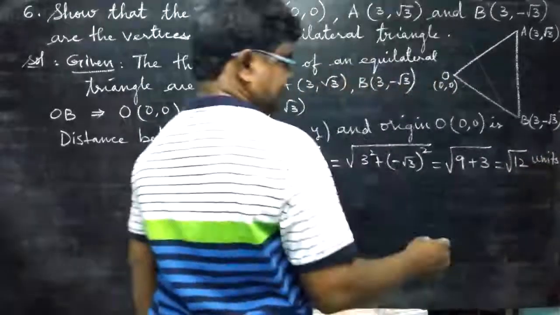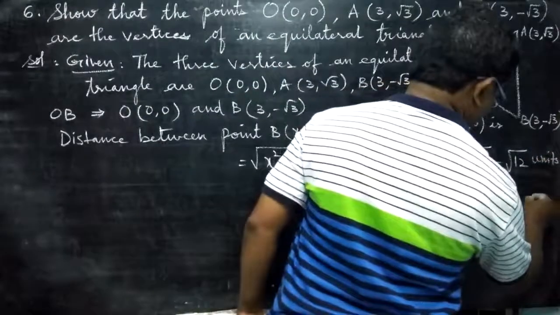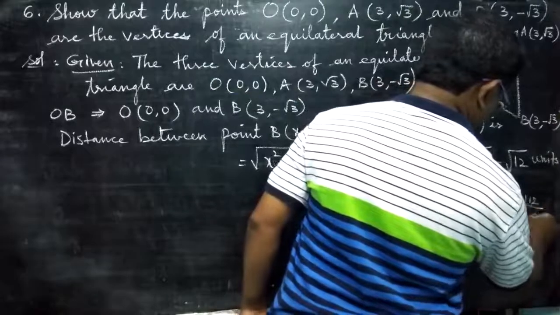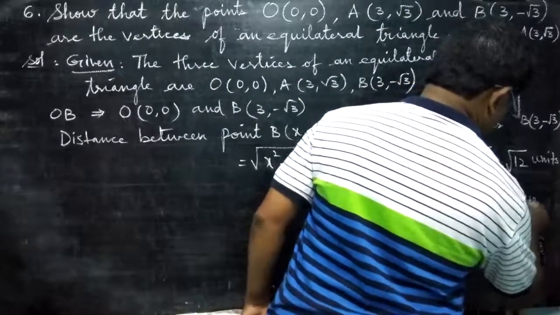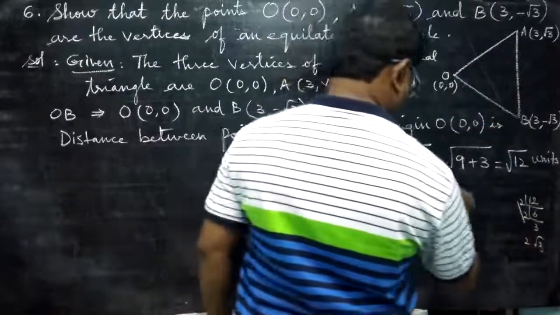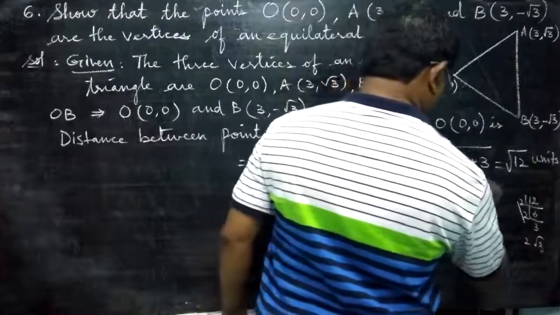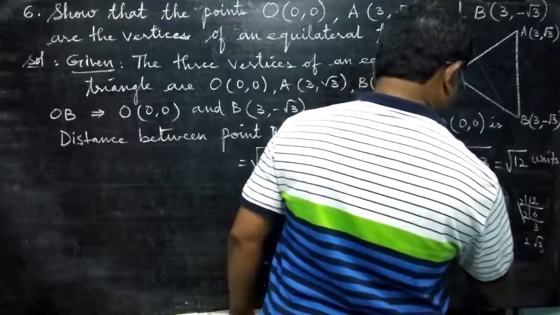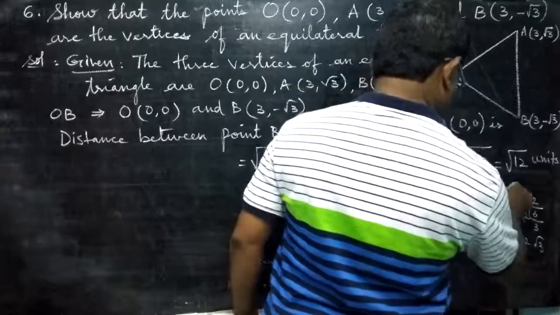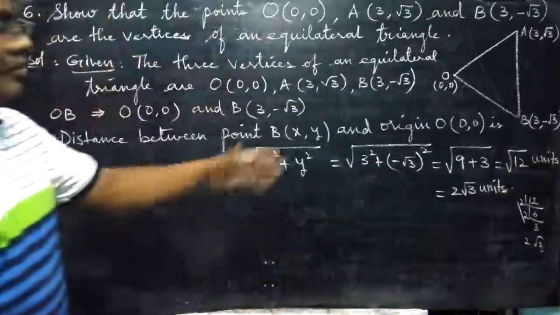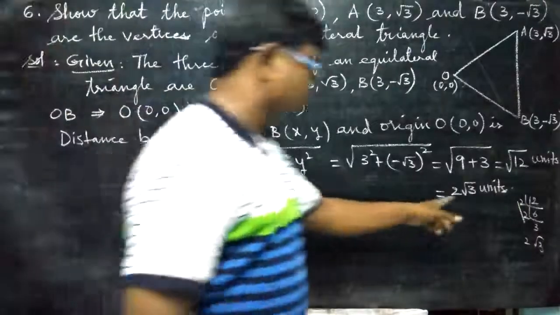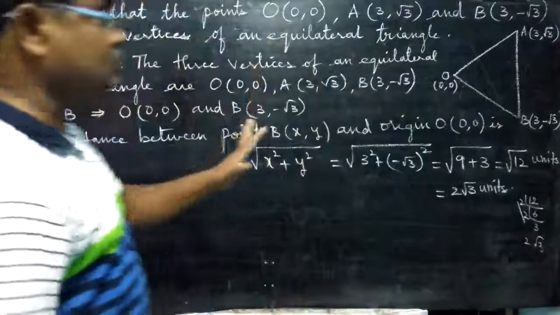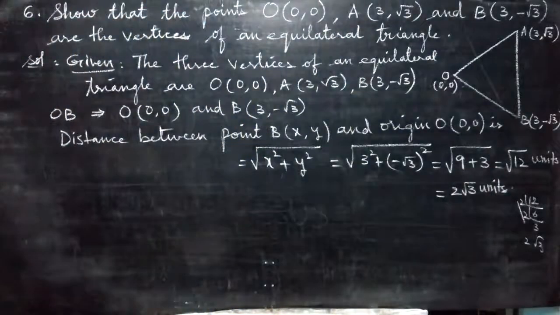Suppose you want to change, you can also factor 12. 2 table goes 6 times, 2 table goes 3 times. So 2 root 3. If you want to write in simplified manner, 2 root 3 units. If you write root 12 also it is correct, but still more simplification. Now we got OB as 2 root 3. The remaining two sides should also come equal, then only it is an equilateral triangle.